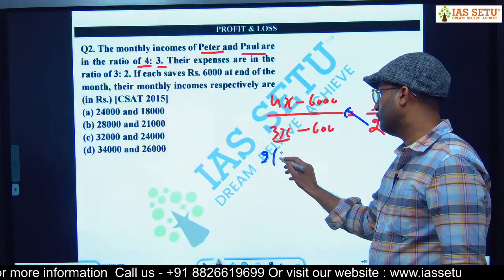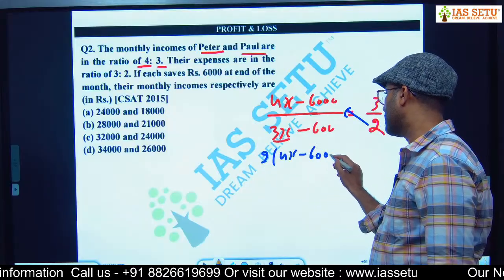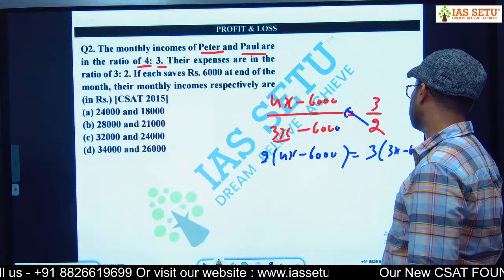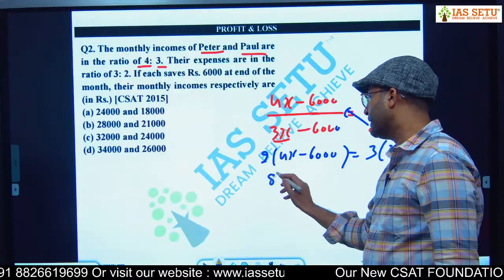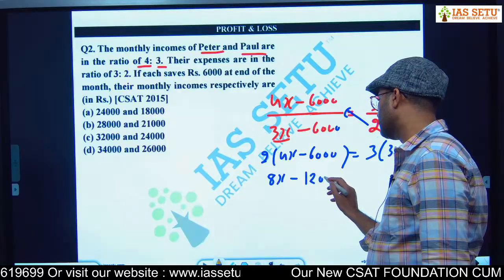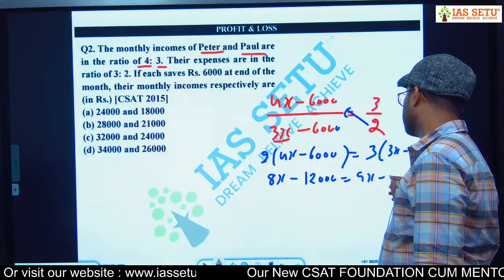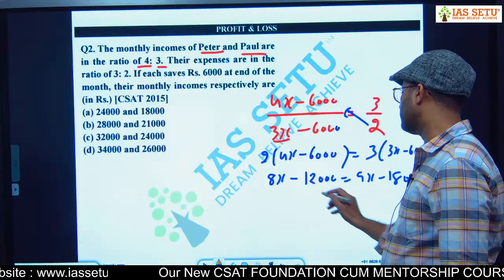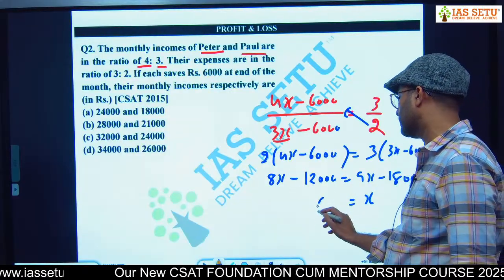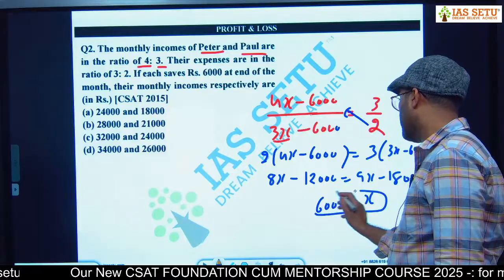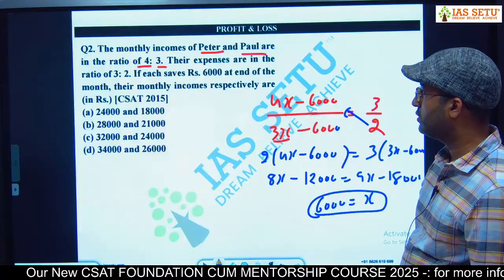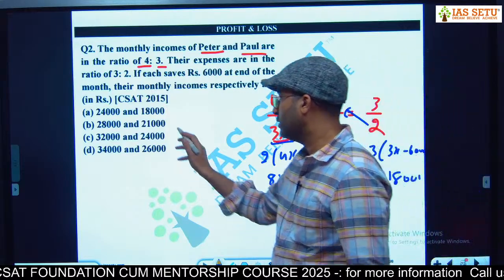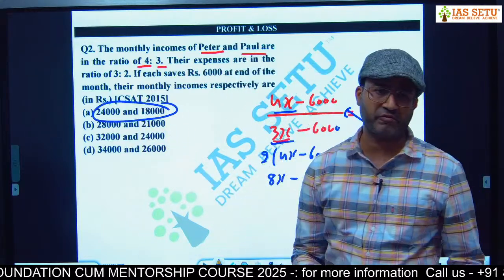2(4x minus 6000) equals 3(3x minus 6000), so it is 8x minus 12000 equals 9x minus 18000. Take 8x this side, 9x minus 8x is x, 18,000 this side, 6,000. x की वैल्यू आ जाएगी 6,000. What is their monthly income? 24,000 and 18,000. Your answer option A is perfect.